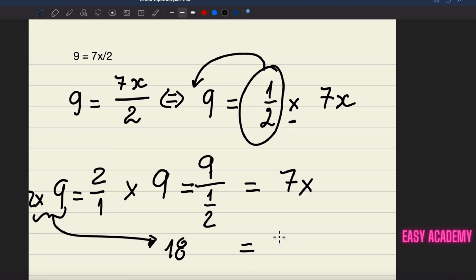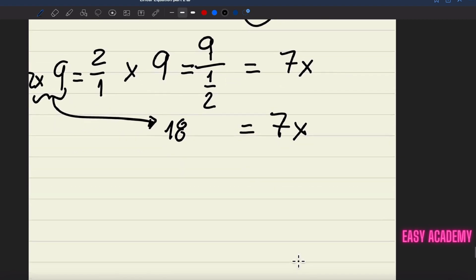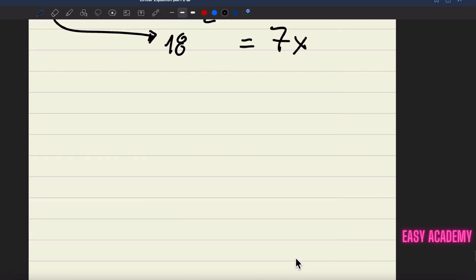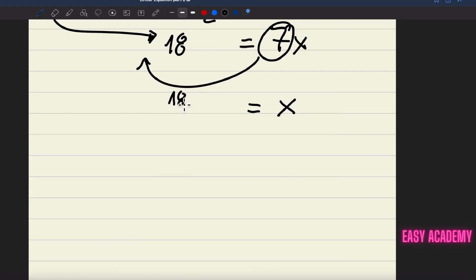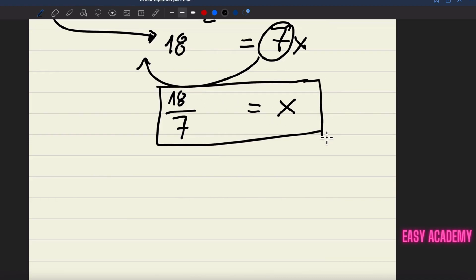18 equals 7x. Okay. The math operation between 7 and x is multiplication. I want to get rid of 7. I want to move it to this side. I need to change the math operation from multiplication into division. So x equals 18 divided by 7. And this is the simplest form of a fraction, so I cannot reduce it further. So x equals 18 over 7 is our answer.